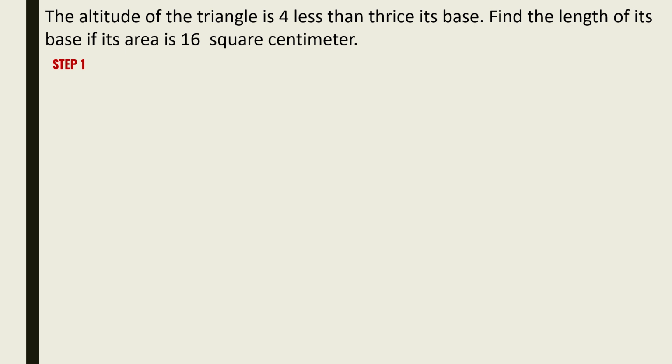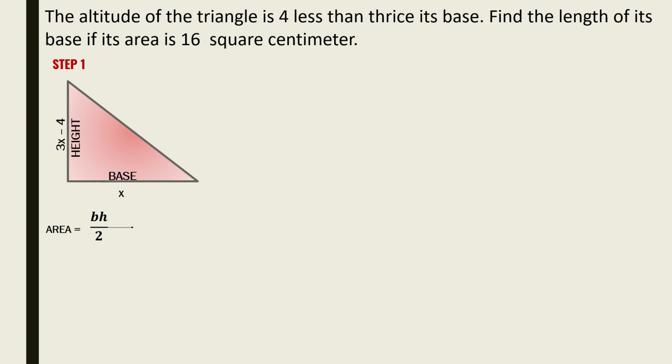So, step 1. So, let's have the figure of the triangle. Again, in getting the area of triangle, we have base times height divided by 2. This is the base and this is the height. The base is equal to x, and the height is equal to x minus 4, because it says that the altitude of the triangle is 4 less than its base.